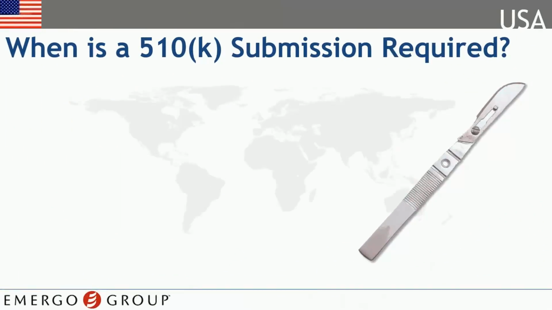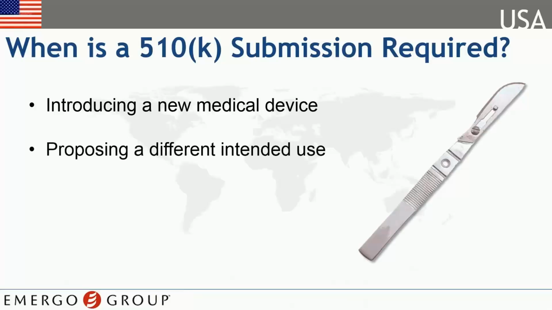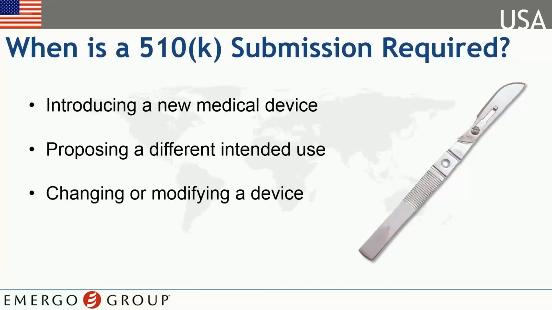Whether or not the medical device qualifies for FDA 510K review depends on how the device is classified in the US FDA regulatory system and whether it is substantially equivalent to a predicate device already marketed in the US. The following cases require 510K applications. Introducing a new medical device into commercial distribution in the US for the first time. Proposing a different intended use for a device already cleared for sale and distribution in the US. Or changing and modifying a legally marketed device in such a way that significantly affects device safety or effectiveness.